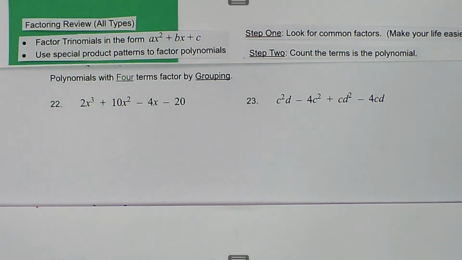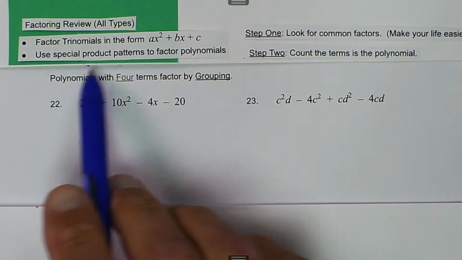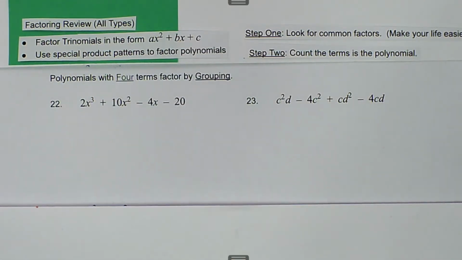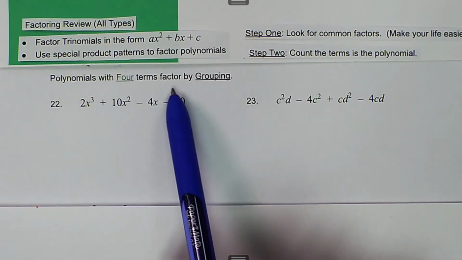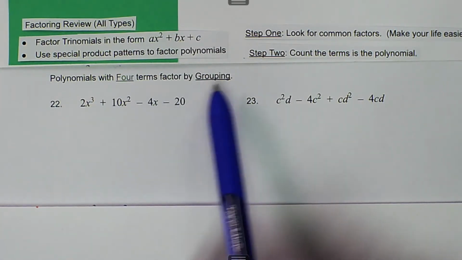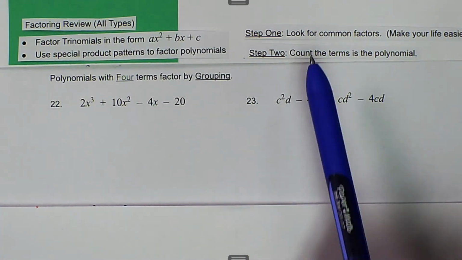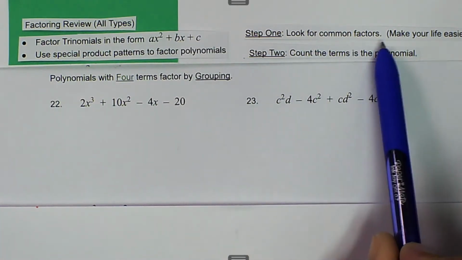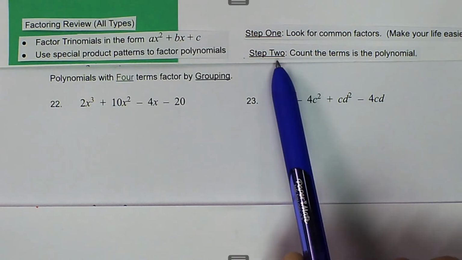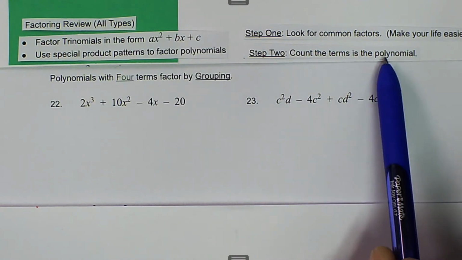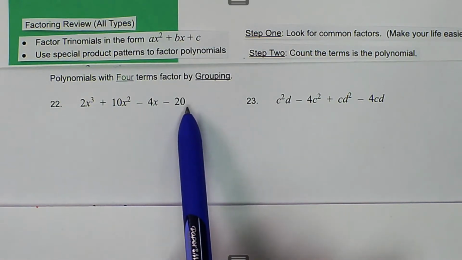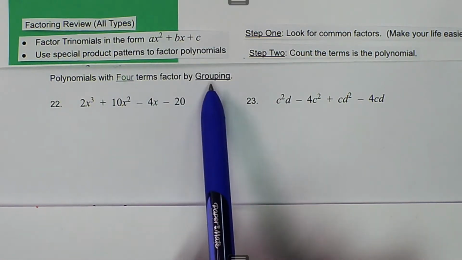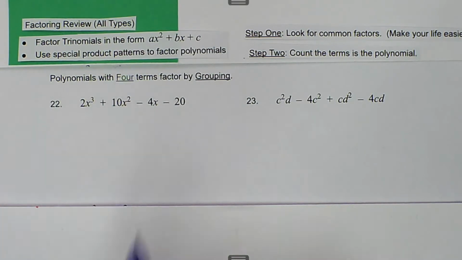We are talking about all types of factoring, and in this case, we want to use special product patterns to factor polynomials. So in this case, we have polynomials with 4 terms. We want to factor by grouping. So the first step is look for any common factors, and then the next step is count the terms in the polynomial. So here we have 1, 2, 3, 4. When we have 4 terms, we want to think factor by grouping.